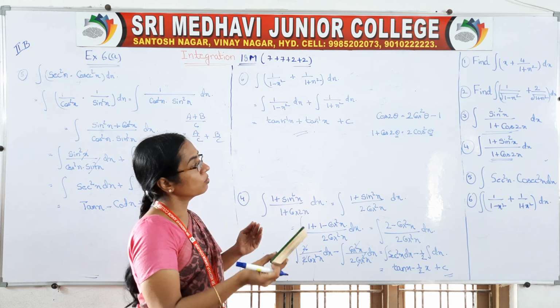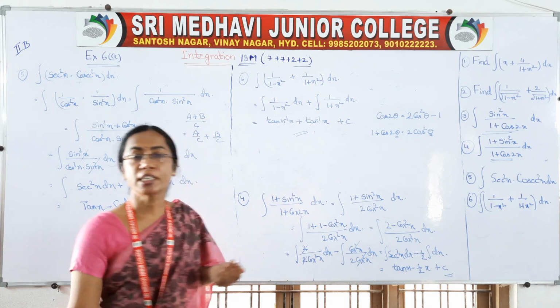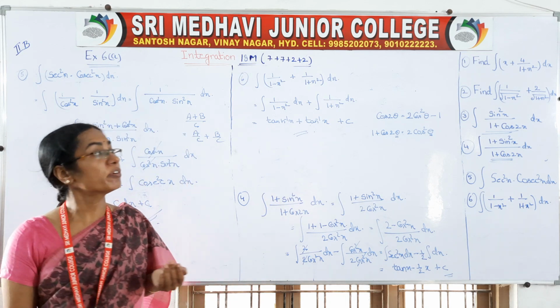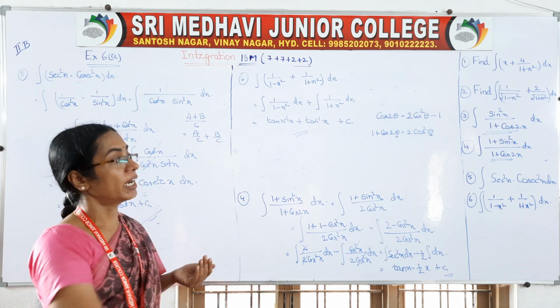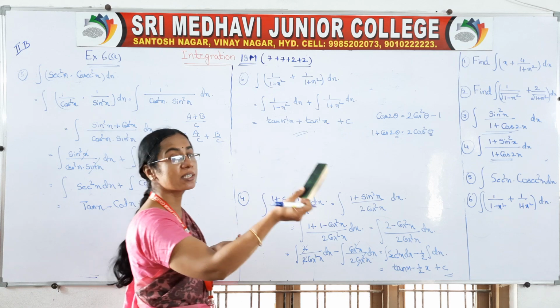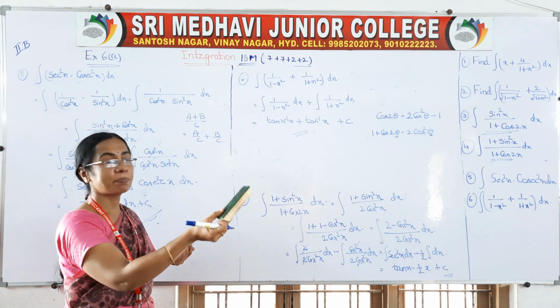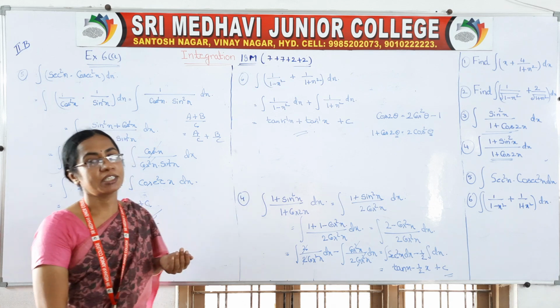So in the downwards it is in terms of cos. So you convert upward also in terms of cos only. How can you convert? Sin square x can be taken, by our identities, as 1 minus cos square. So the entire problem will be in terms of cos. Take separately and do the integration.